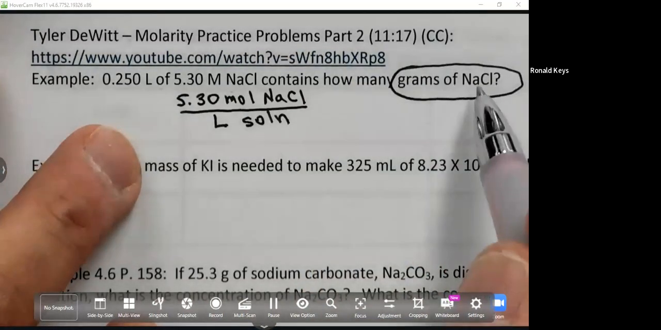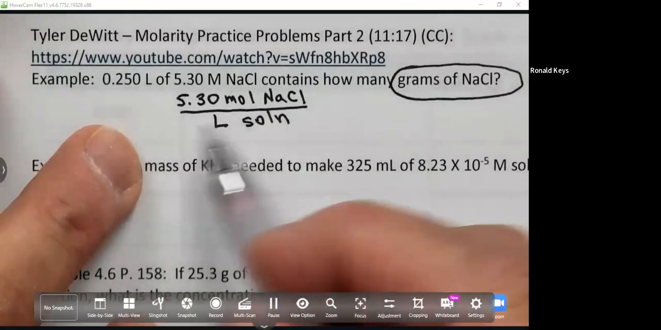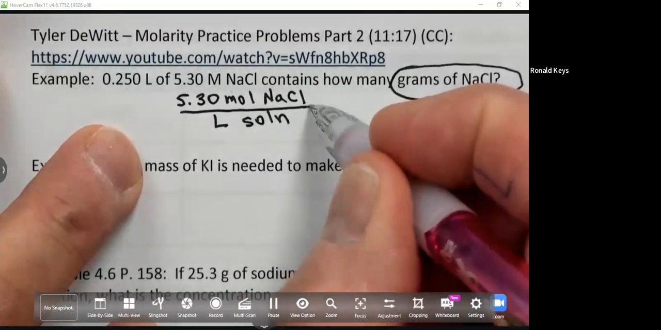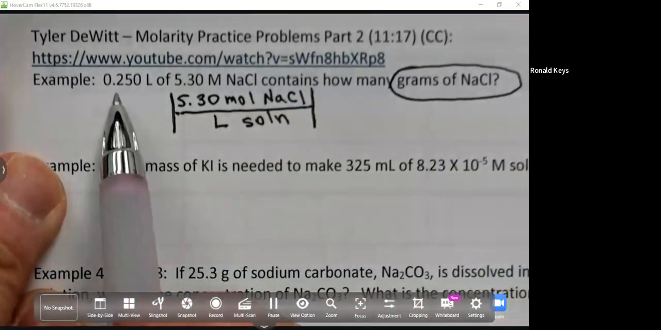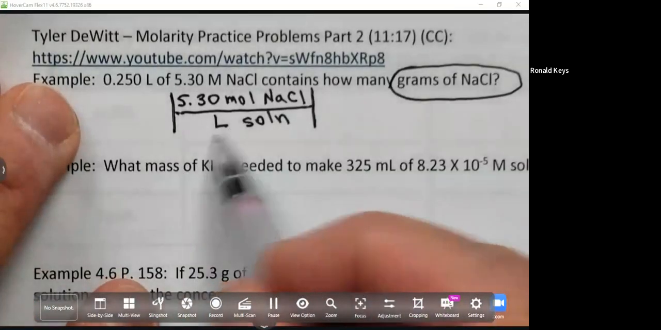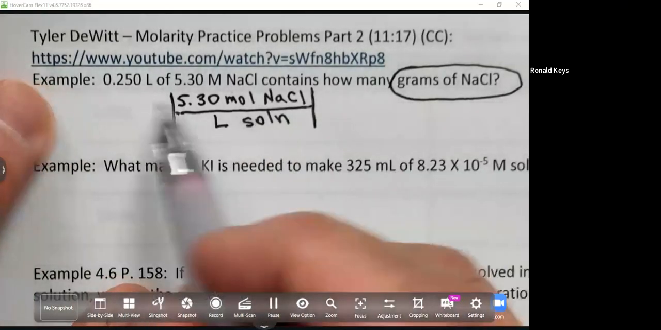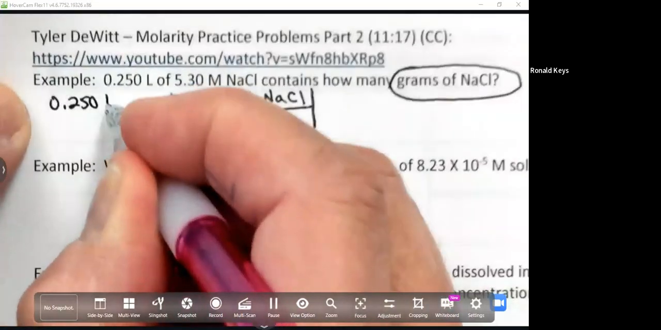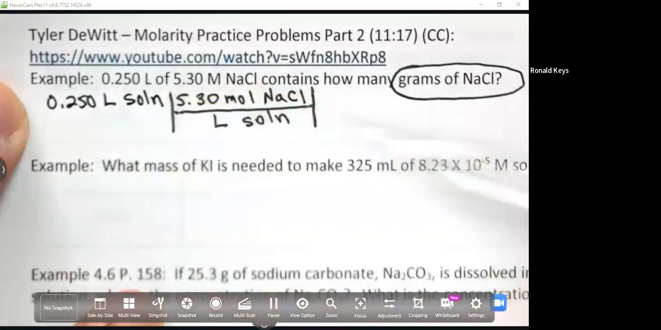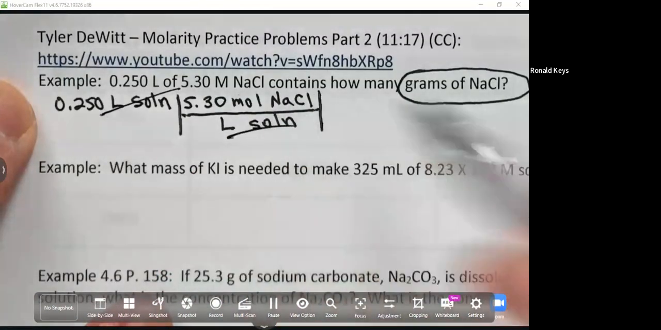So in order to get grams, I need moles. So I'm going to leave this. I wrote it down here. I like it just like this, because when I start with my single unit number, my liters of solution is going to cancel out, right? So I'm going to start with my single unit number, 0.250 liters of solution. My liters of solution is going to cancel out.